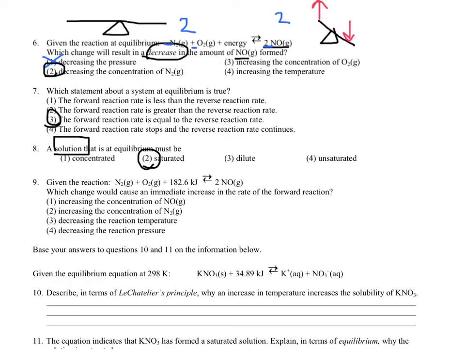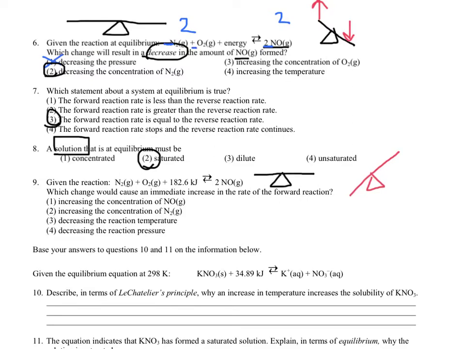Question number 9 looks for us to increase the rate of the forward reaction, meaning that we're going to favor the forward direction. If we're favoring the forward direction, we are going to be moving towards the right. Remember that if we think of this like a seesaw, we always shift to the up direction. So we want to shift the seesaw so it rises on the right side.